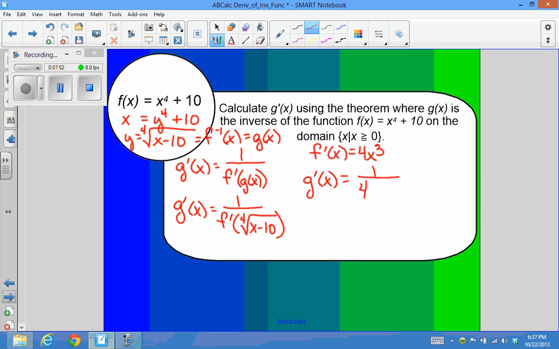Sorry, y'all don't understand what I'm saying when I say this. This is f prime at x, this is f prime at the fourth root of x minus 10. So I've got to plug that in right there. So that's going to be the fourth root of x minus 10 cubed. All right. So, not too bad. We can deal with that. That's not so bad.